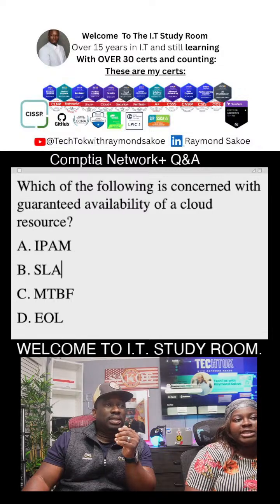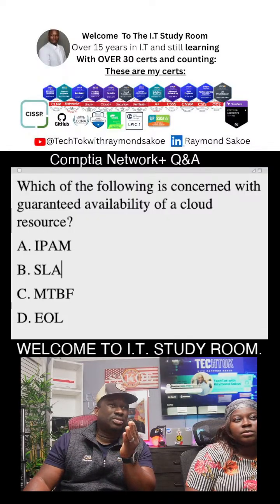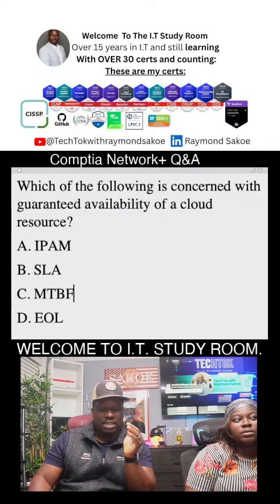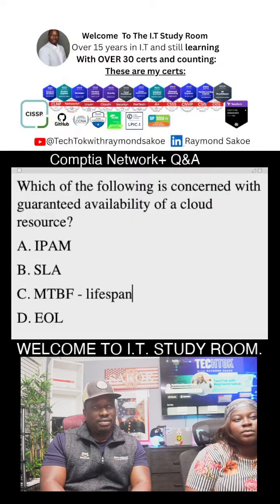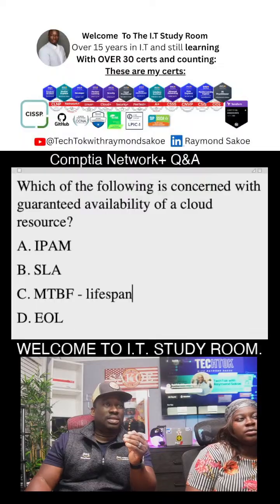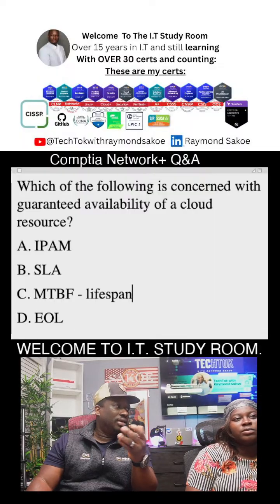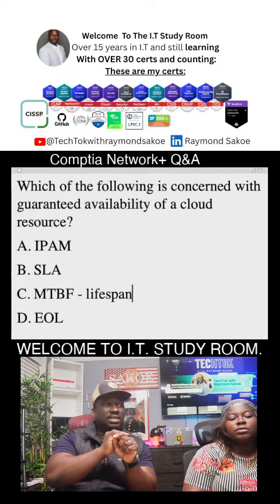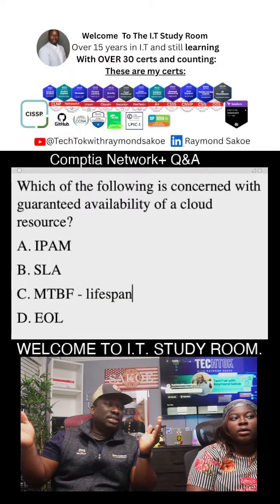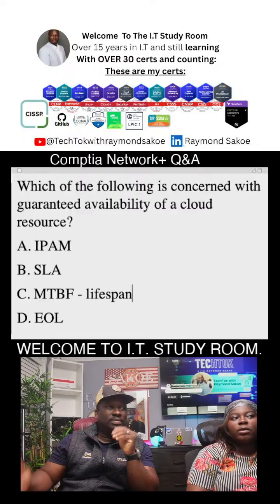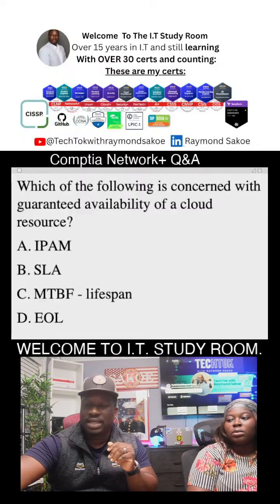What's C? C is mean time between failure. Most of the time it's the lifespan of a device. The example was the light bulb. Usually for a light bulb they say, let's say 15,000 hours. So that is the mean time between failure.